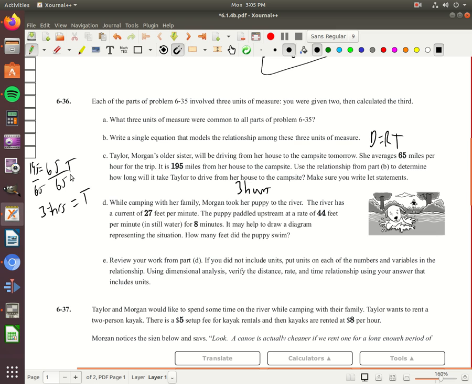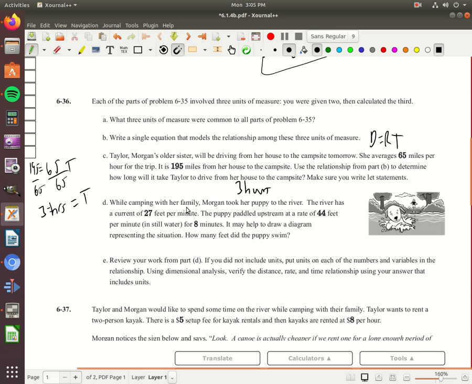So finally we get one where we're not solving for distance. On this one we solve for time. While camping with her family, Morgan took her puppy to the river. The river has a current of 27 feet per minute. Okay, this one's a little bit kind of funky, but that's fine.